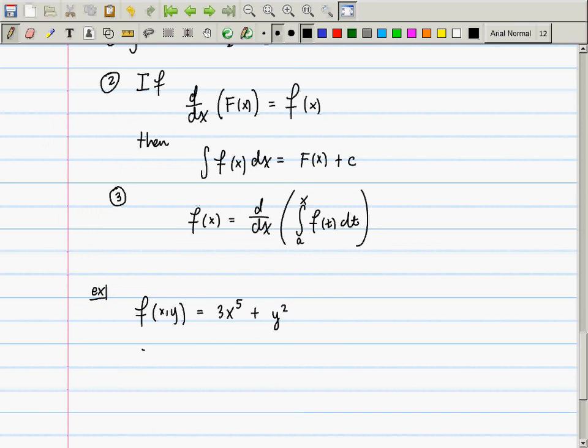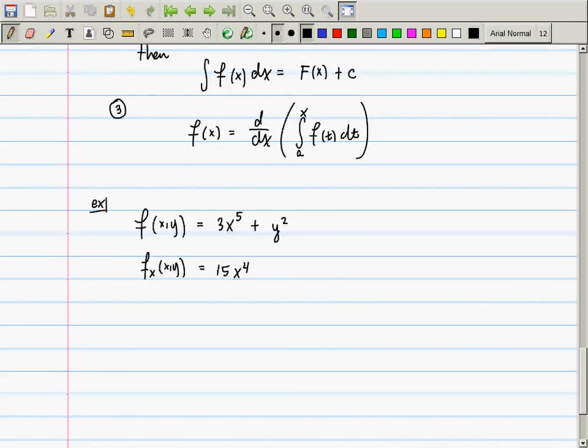Okay, so now please compute for me the x partial. What's the x partial? 15x to the 4. Okay, great. So I computed a derivative. Now let's compute an antiderivative. Let's compute the antiderivative of the x partial dx, which is to say, the antiderivative of 15x to the 4 dx, which will be 3x to the 5.